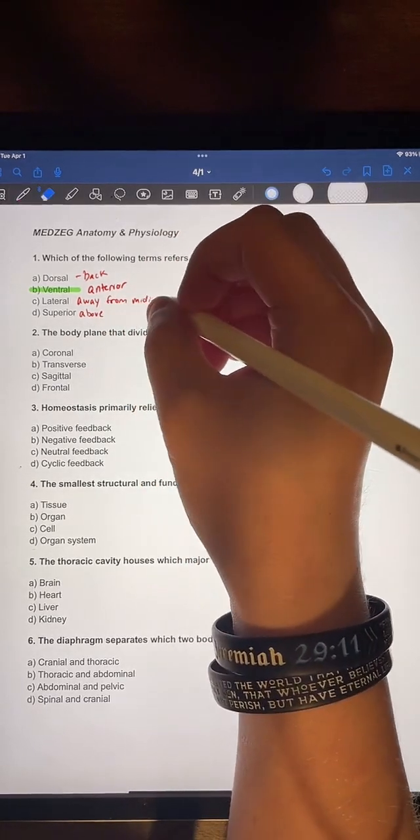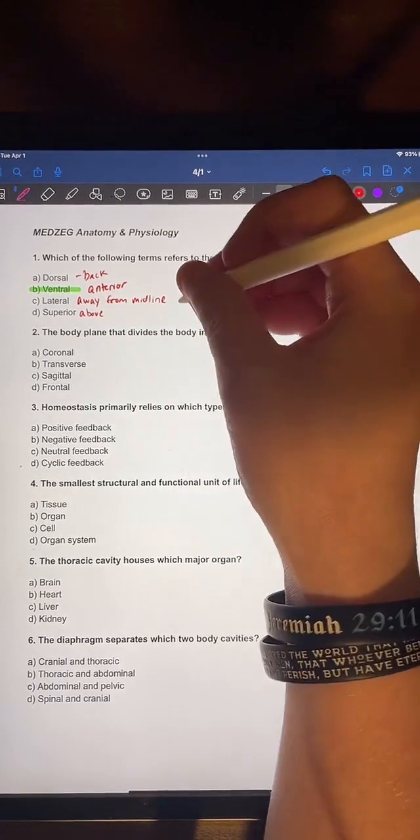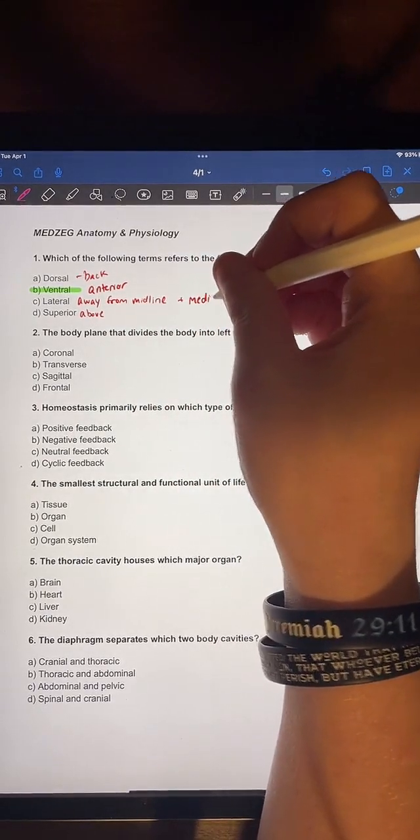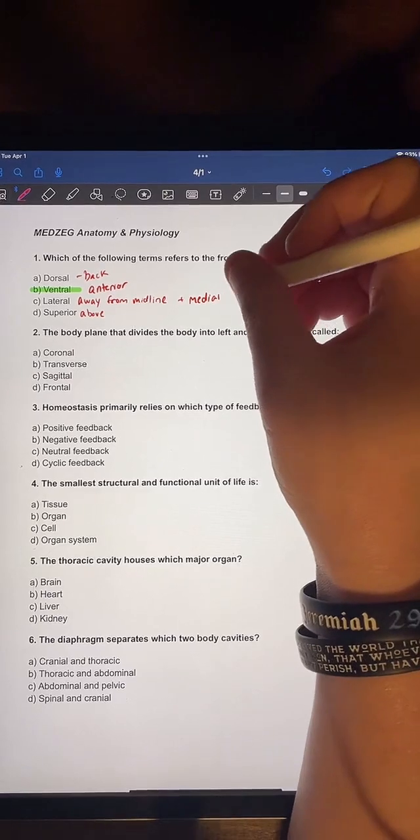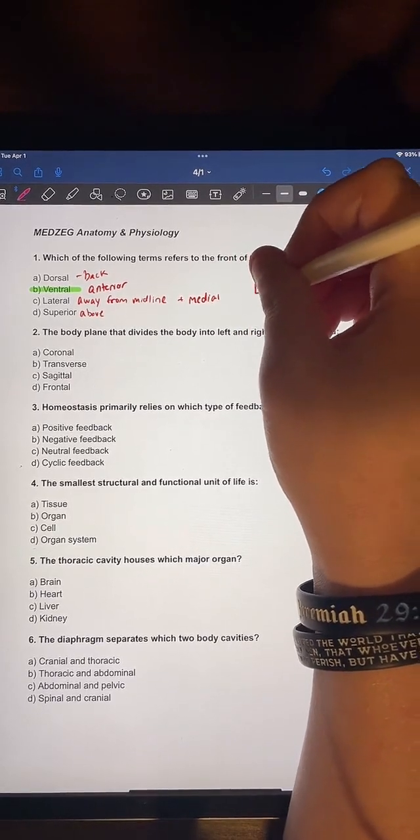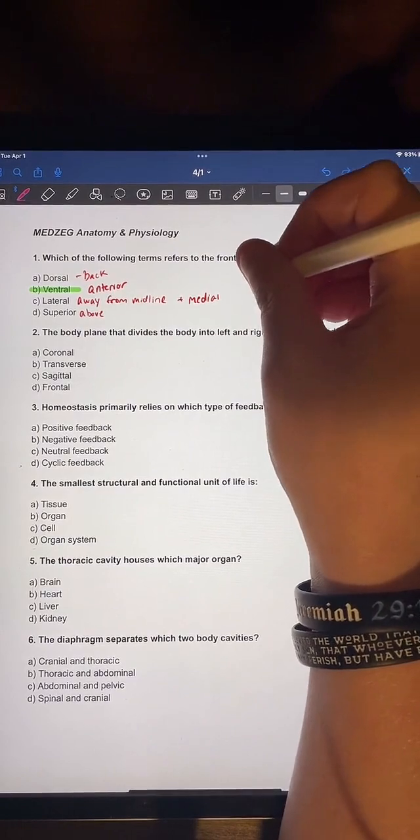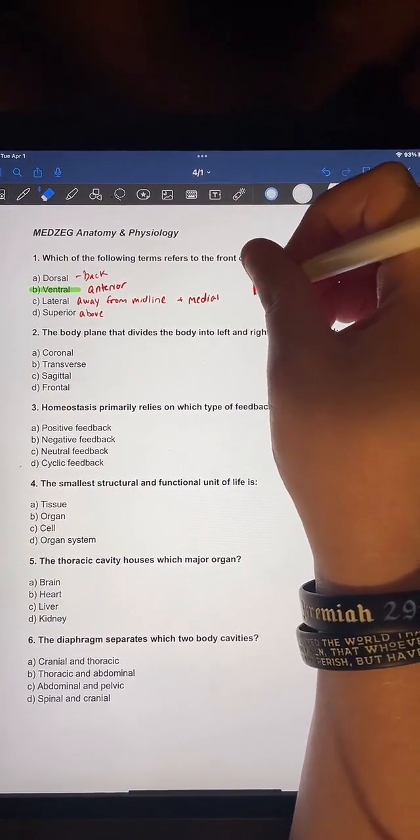The way that I always remembered lateral, because it's lateral and medial: medial is middle, lateral is like kind of out. If you think about an L, it kind of points out, so it's away from the midline here. That's how I always kind of remembered that.